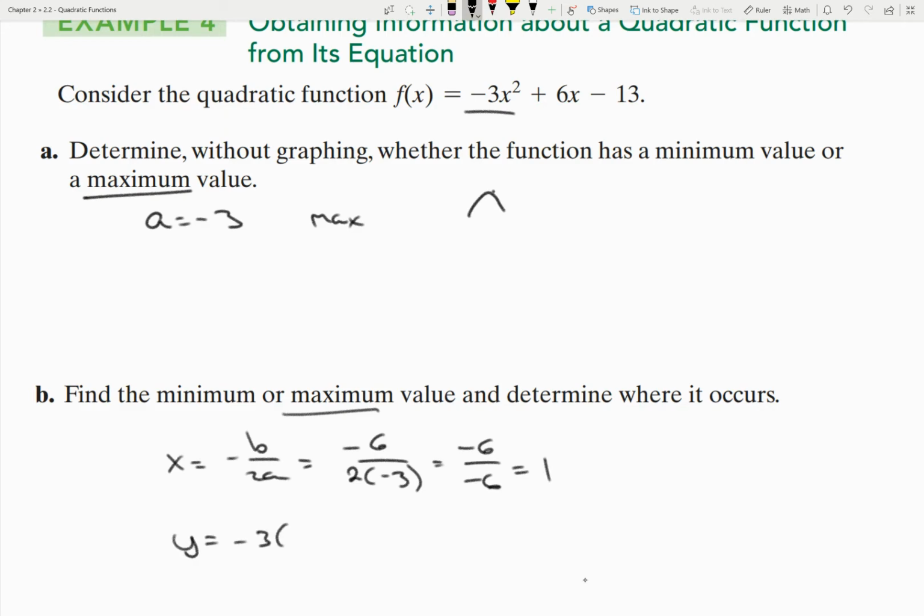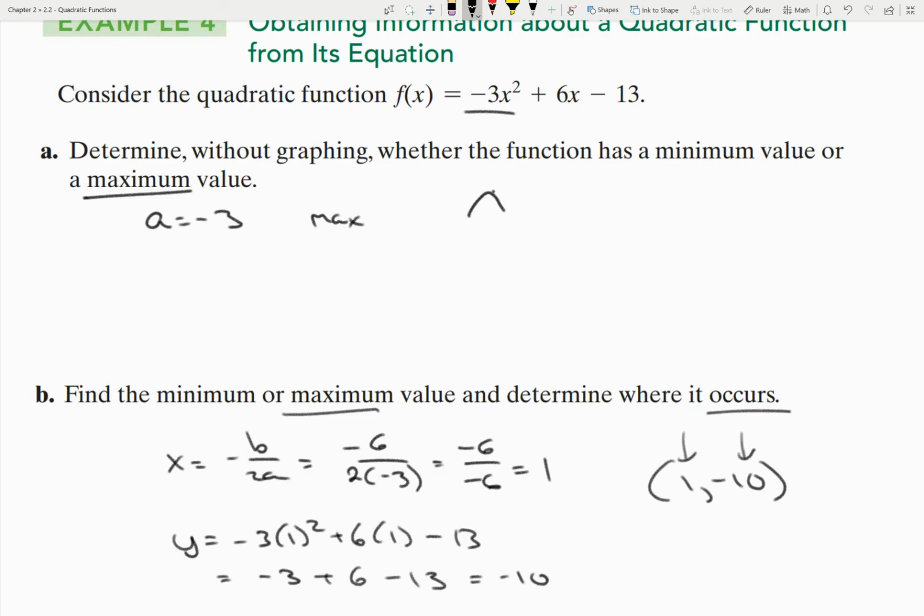Plugging that in, f of 1 is negative 3 plus 6 minus 13, which is going to be negative 10. Okay, so my vertex is 1, negative 10. So the maximum value of this function is negative 10. It occurs at x is equal to 1.